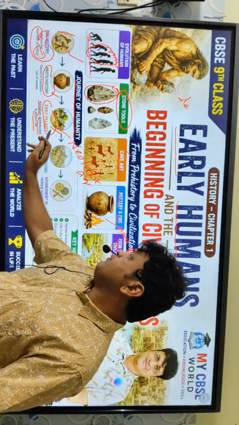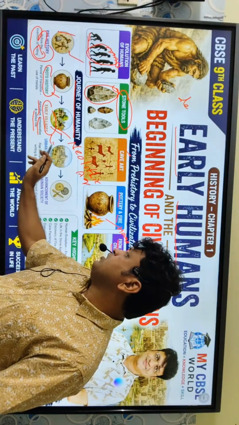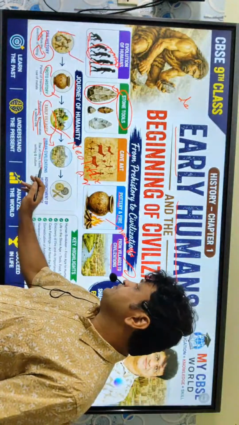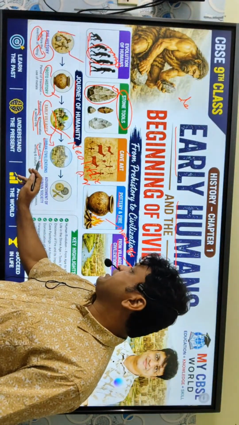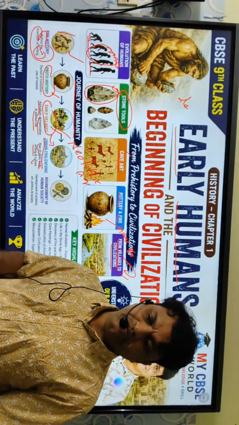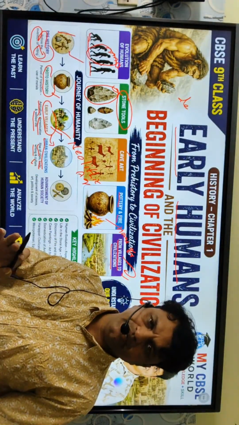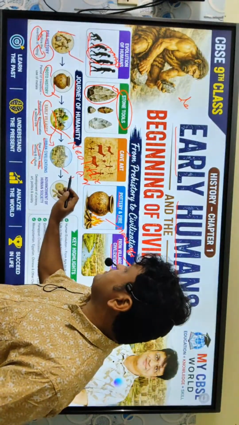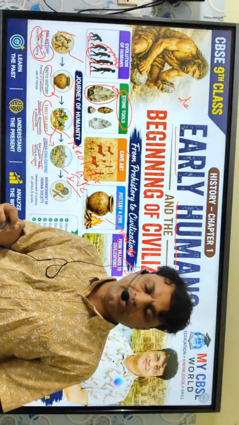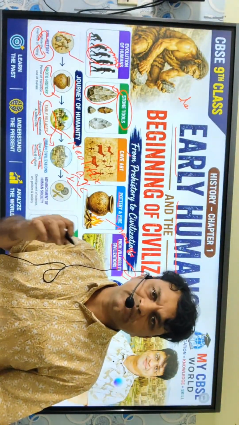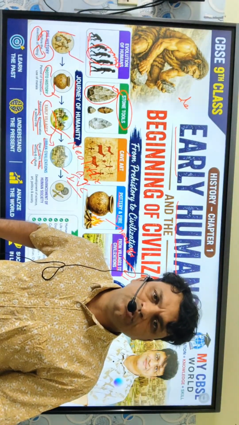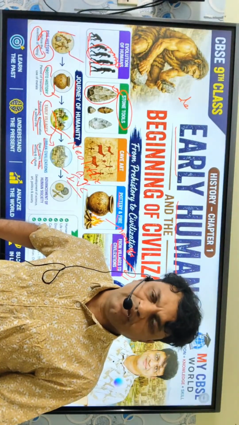And from early villages it leads to urban civilization. What is that? Urban civilization. So the rise of cities, trade, writing, and culture also developed in urban civilization. The best example in India is the Indus Valley civilization, or according to the new textbook, it is called the Sindhu Saraswati civilization.